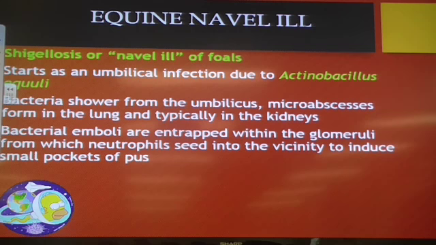Infected umbilicus? Yes, so it starts off from an umbilicus of a foal, we commonly see it in foals, as umbilical infection due to Actinobacillus equuli. This is not the only etiology, so you may read in other books that it can be caused by other things, but that is the primary cause. And that leads to a bacterial shower, and as I said earlier, microabscesses we see in the lungs and kidney. So with navel ill, you see small abscesses within the respiratory system, the lungs, and we see them within the kidneys as well.